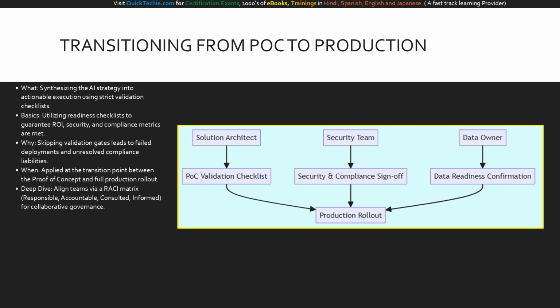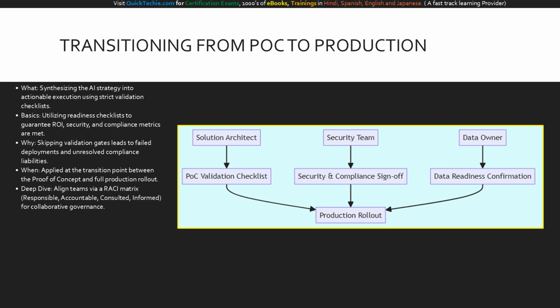What is the ultimate takeaway? Implementing the AI adoption process from the Cloud Adoption Framework is not just theoretical, it requires disciplined, step-by-step validation. How do we ensure success? By utilizing readiness checklists before moving any agent from a proof of concept into full production. Why rely on these checklists? They guarantee that no critical requirement, be it data privacy, security, ROI measurement, or compliance, is overlooked.